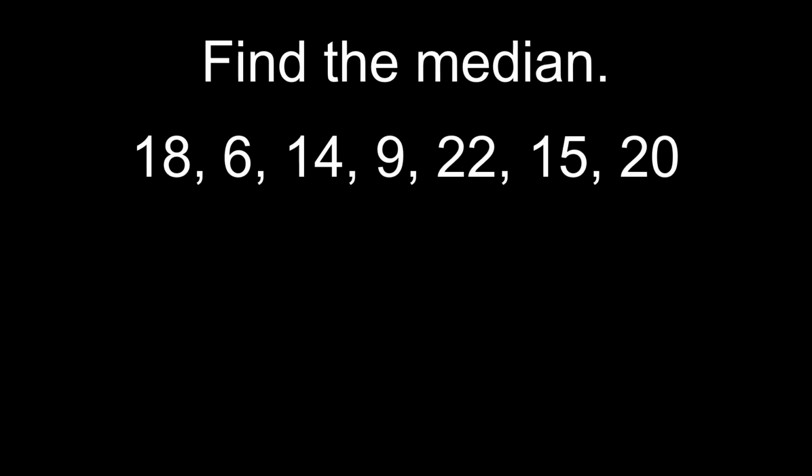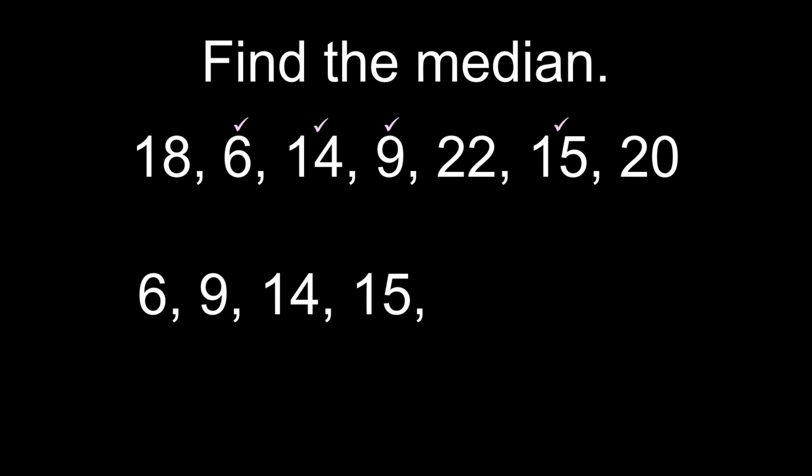To find the median, I have to start by putting my data in order from least to greatest. So my least value here is the 6, and I'm going to check the numbers off as I go. With a smaller set of data, you may not need to check the numbers off, but it's good to be in that habit so you don't accidentally miss something. So we have the 6, then the 9, then 14, 15, 18, 20, and 22.